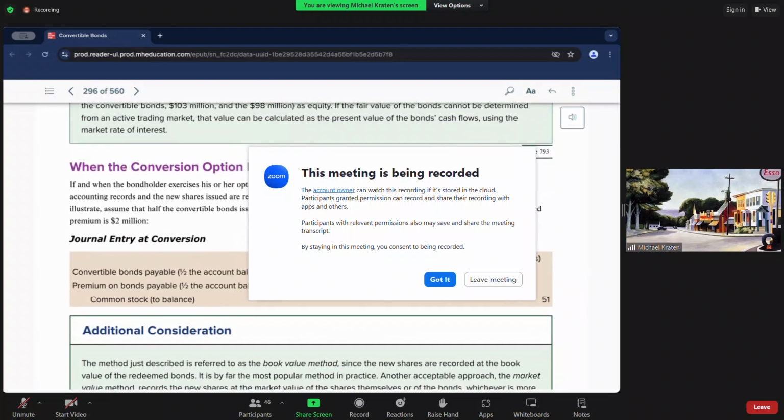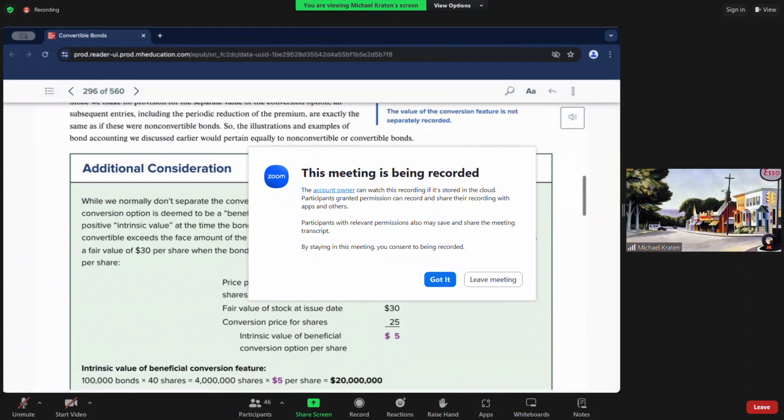Now, just to mess with you, again, in this example that the textbook author gives you, instead of converting all of the bonds to equity, only half of the bonds are being converted to equity. Well, what happens when you convert bonds to equity? Well, the bonds go away, right? You're giving them up to convert them to equity.